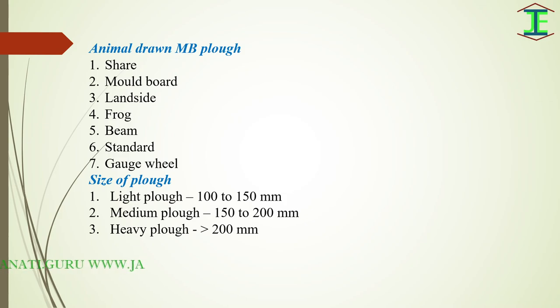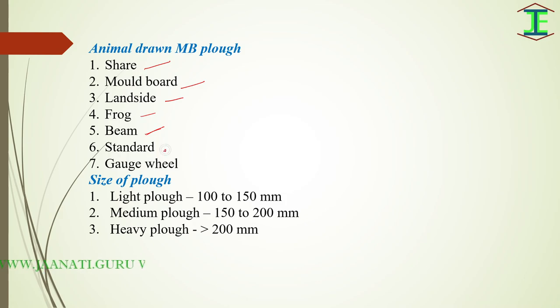Next, animal drawn MB plow. Same for the animal drawn MB plow also, there will be a share which goes into the soil and cuts the soil, moldboard which lifts and turns the soil, landside which makes a furrow slice, frog which is used to connect other components, and a beam. In a tractor drawn implement, there will be a 3-point hitch, whereas in an animal drawn MB plow there will be a beam. In a tractor drawn implement, this 3-point hitch system is attached to the tractor, and in the animal drawn one, the beam is placed on the animals.